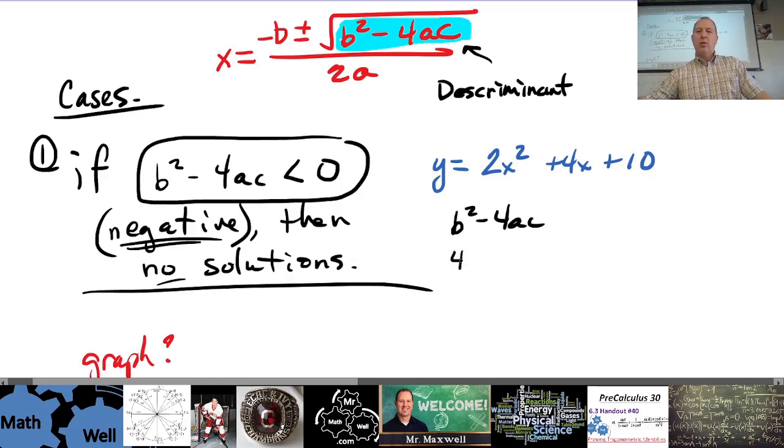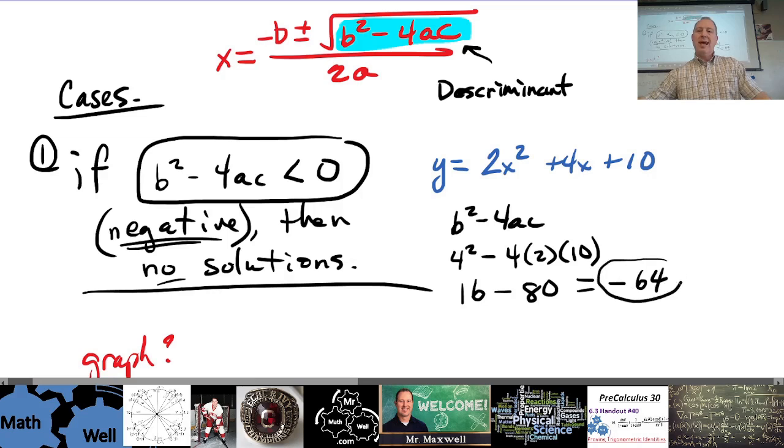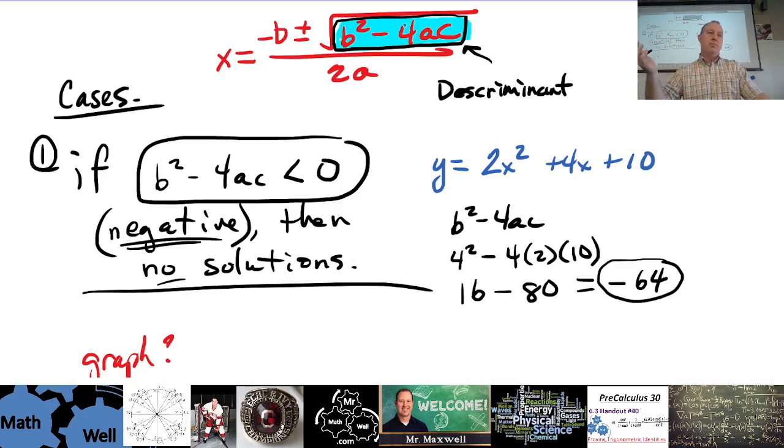B squared is 4 squared here, minus 4 times 2 times 10. So that is 16 minus 80. So that's going to be negative 64. If this is negative, that tells us that we have a problem. Because if this value underneath a square root sign is negative, the calculator will just show error. It's not possible. You can't take the square root of a negative number. That's one of the rules in math.